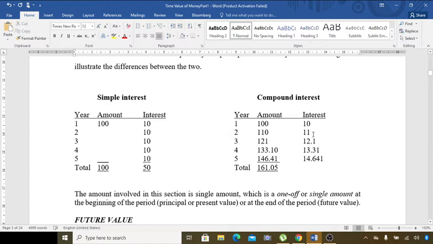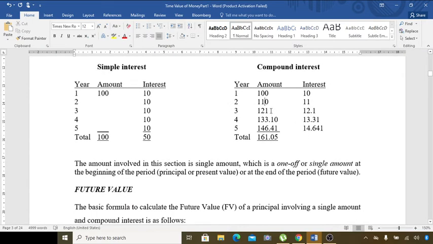So you follow the same method for the third year. So the third year, the new principal becomes 121, and thus the interest amount is 12 ringgit and 10 cents, so on and so forth. So at the end, the total principal plus interest becomes 161 ringgit and 5 cents, giving you the interest of 61 ringgit. Compare this with the interest of 50 ringgit in the simple interest example. So that is the difference between compound interest and simple interest.